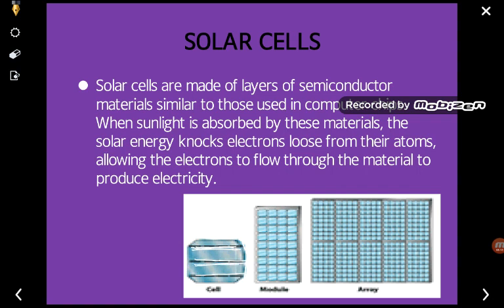When the sunlight is absorbed by this material, the solar energy knocks electrons loose from their atoms, allowing the electrons to flow through the material to produce electricity. These semiconductors, or silicon, allow the electrons to flow through the material and electricity is generated. This is a picture of a solar cell.